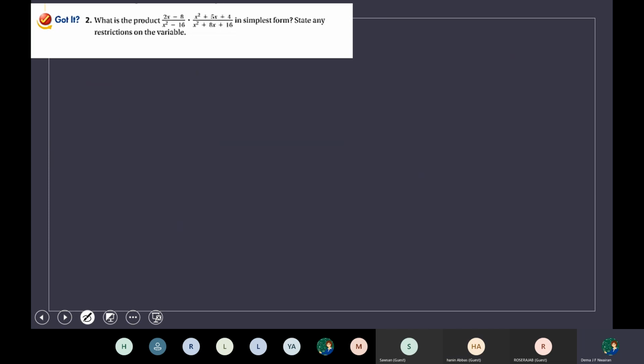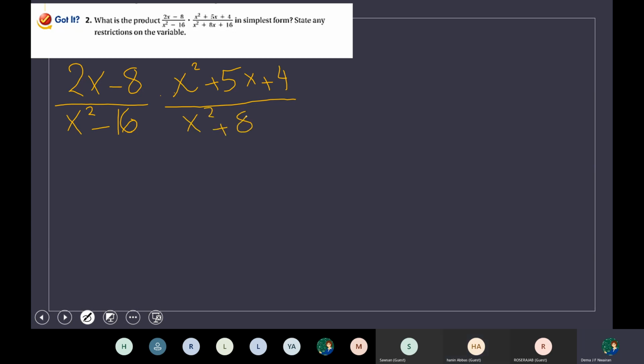Let's now do another example. What is the product of 2x minus 8 over x squared minus 16 times x squared plus 5x plus 4 over x squared plus 8x plus 16 in simplest form? So 2x minus 8 over x squared minus 16 times x squared plus 5x plus 4 over x squared plus 8x plus 16. Now, the first step.